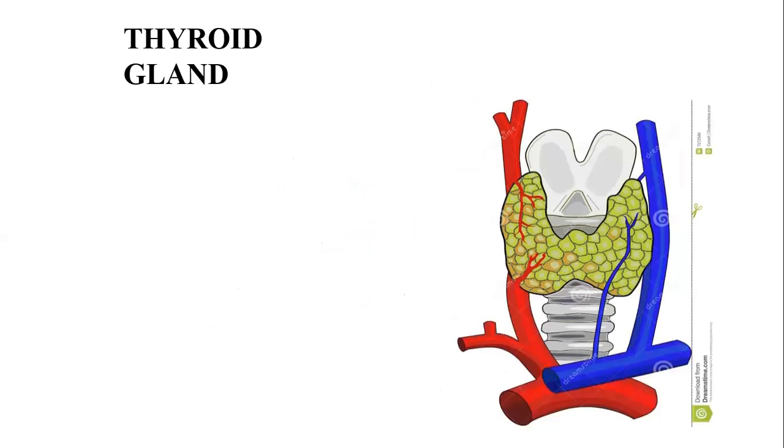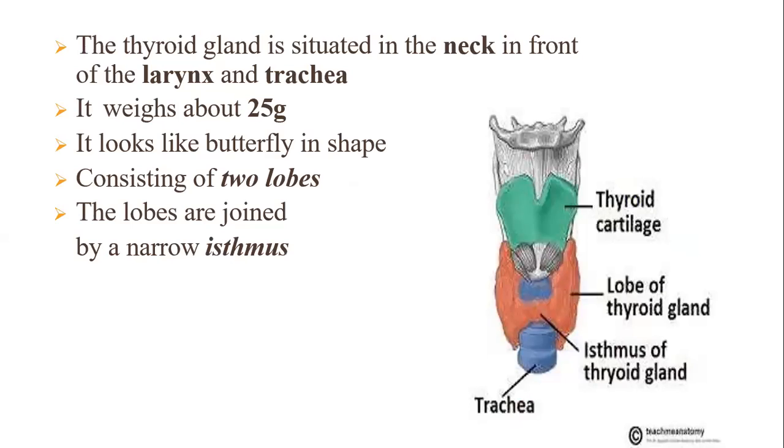Now thyroid gland. The thyroid gland is situated in the neck region in front of the larynx and trachea. The approximate weight of the thyroid gland is 25, or maybe as large as 40 grams, in adult humans. It looks like a butterfly, so it is also sometimes referred to as the butterfly gland. It consists of two thyroid lobes, right and left, and both lobes are joined by a narrow transverse isthmus.